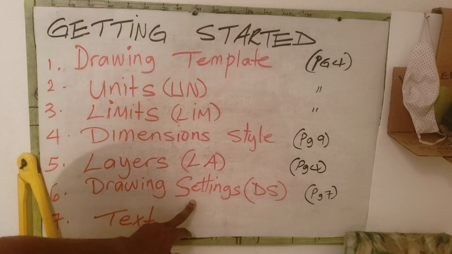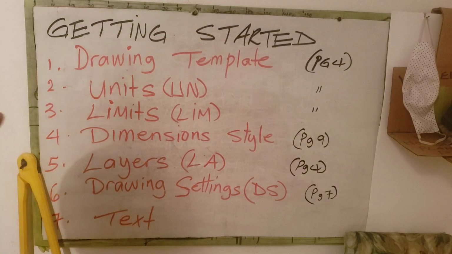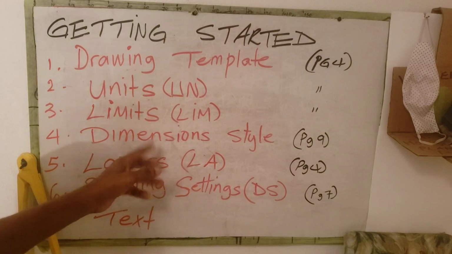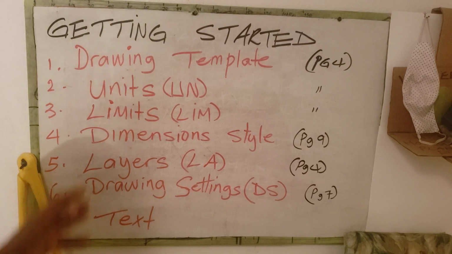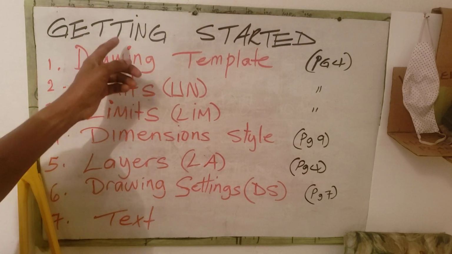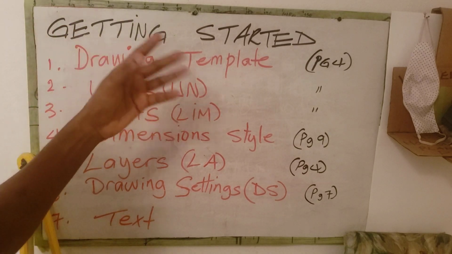For drawing setting, ensure that the object snap midpoint is on, quadrant, and node. For text, you want to ensure that you use the text height similar to what you use for your dimension text height. And that's all there is for getting started. Once you have done this, you are ready to go.